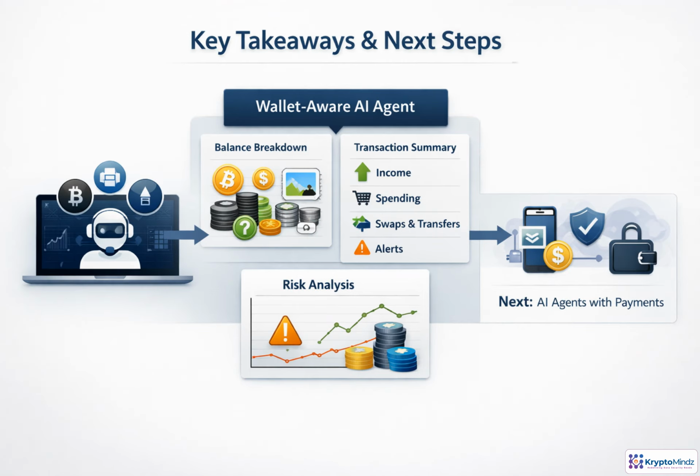You now have the foundation for wallet-aware agents, retrieving blockchain data, explaining balances clearly, summarizing transaction history, and flagging portfolio risks. The central skill is turning raw on-chain records into useful conversation. Next, we move from reading wallets to enabling safe on-chain payments, authentication, stablecoin workflows, and stronger guardrails.